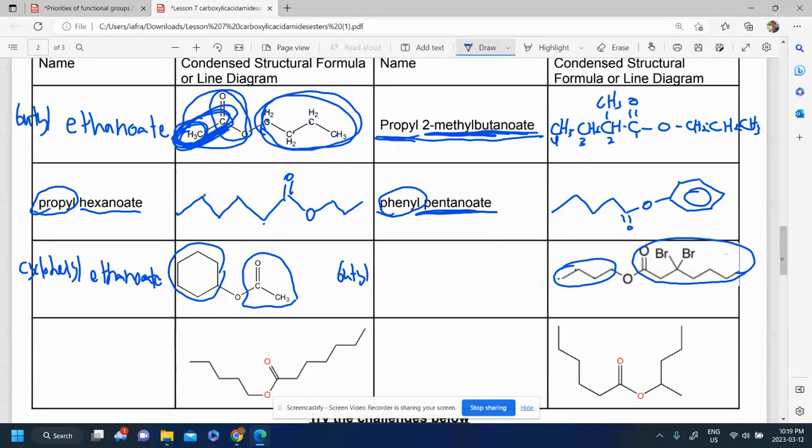Now we have to name our parent end, but don't forget we have some substituents over here. So we have carbon number 1, 2, 3, 4, 5, 6, 7. So it's going to be heptanoate, but on carbon number 3, there's bromine. So we have 3-bromo heptanoate.